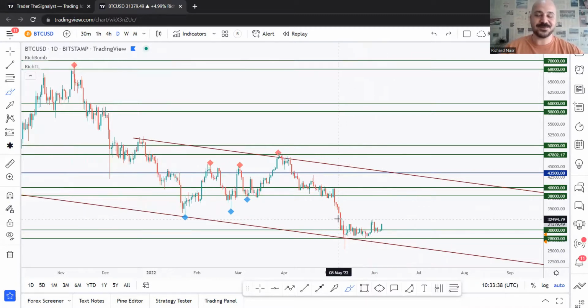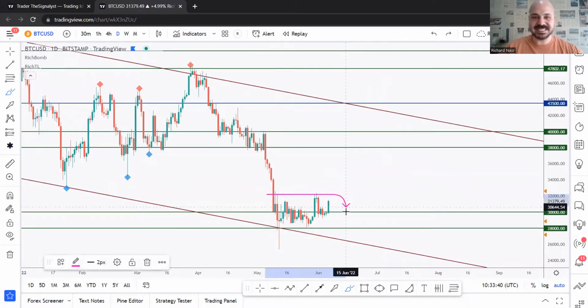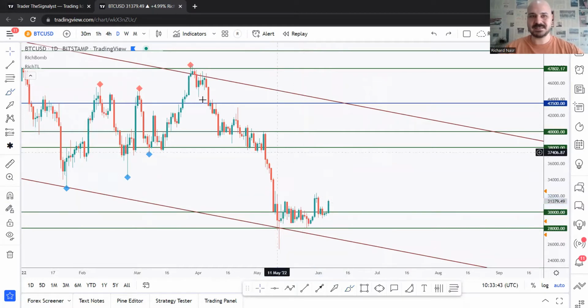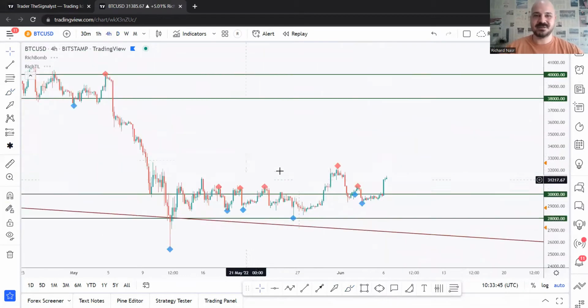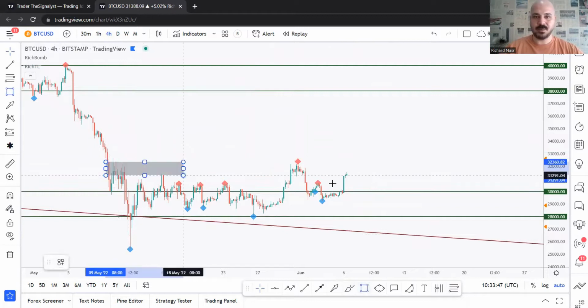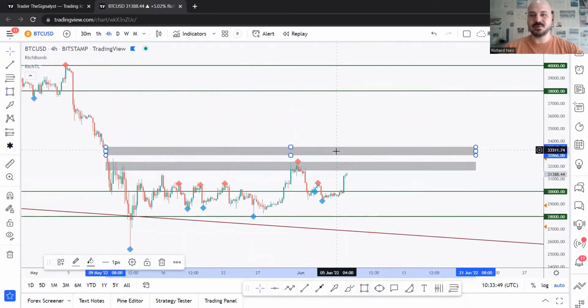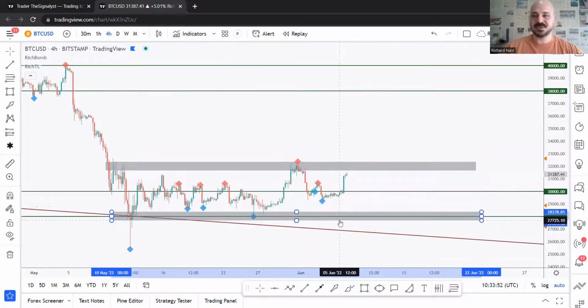So for now, for the buys to take over, we need to see a break above this, which I posted many analyses about. We can see it better from H4, that we are waiting for this zone, for this range, sorry, to be broken upwards.